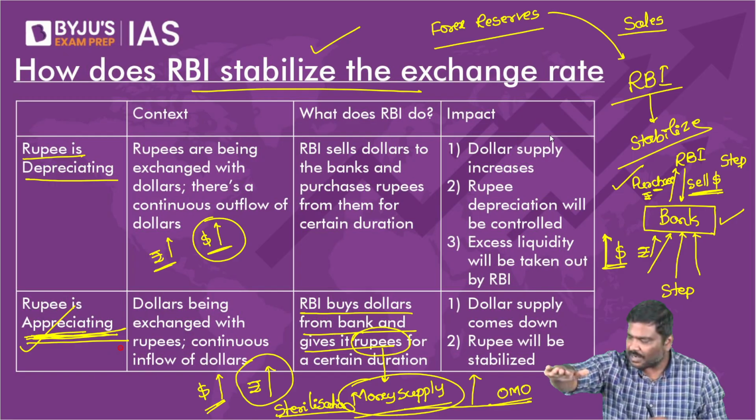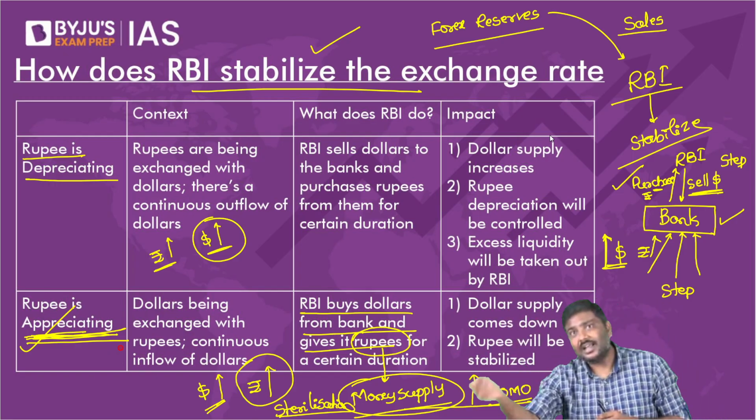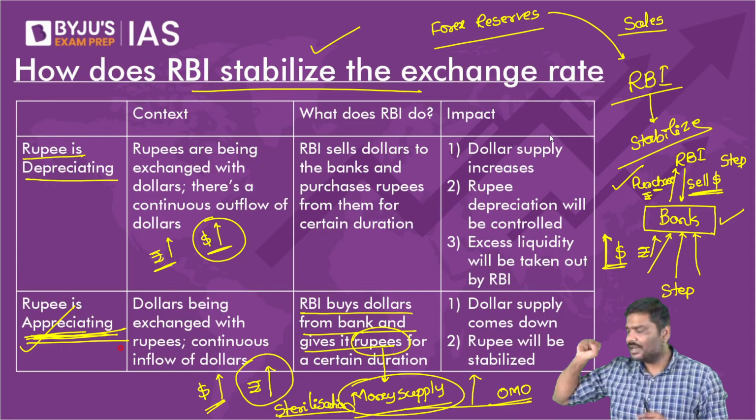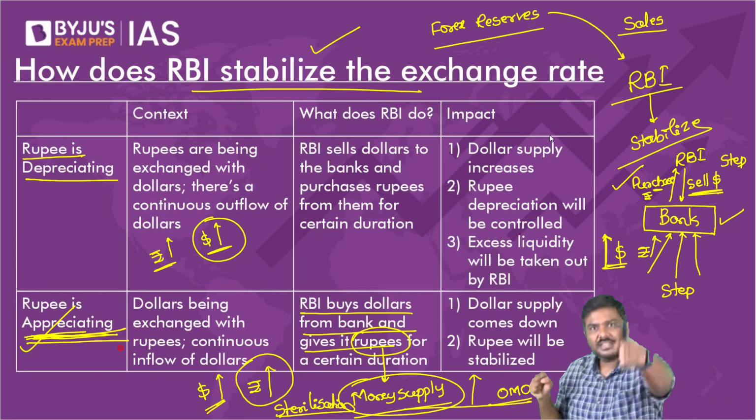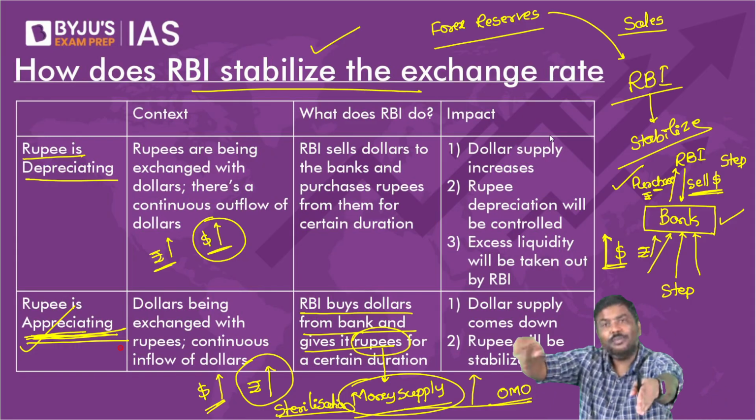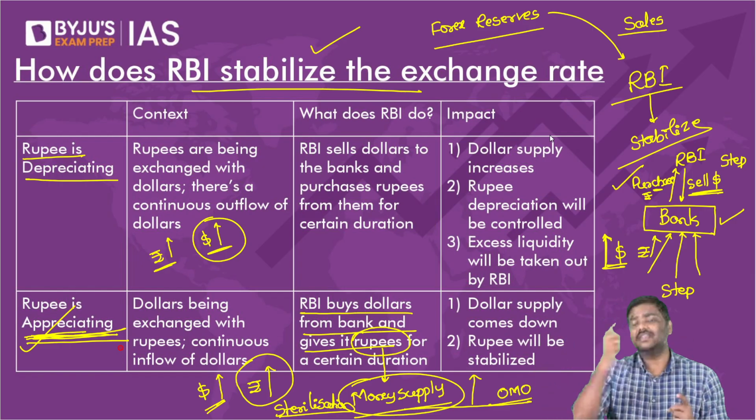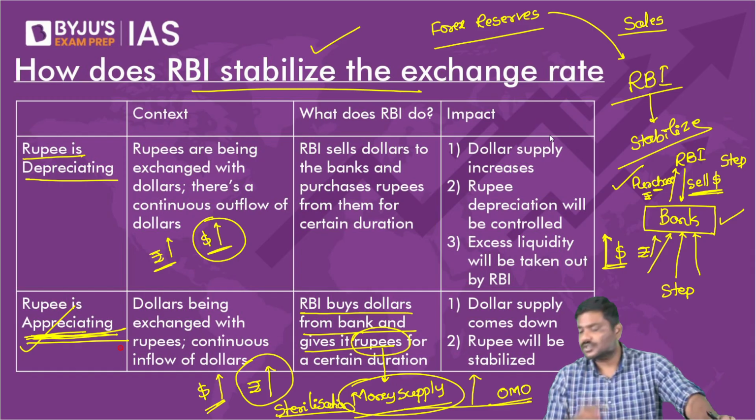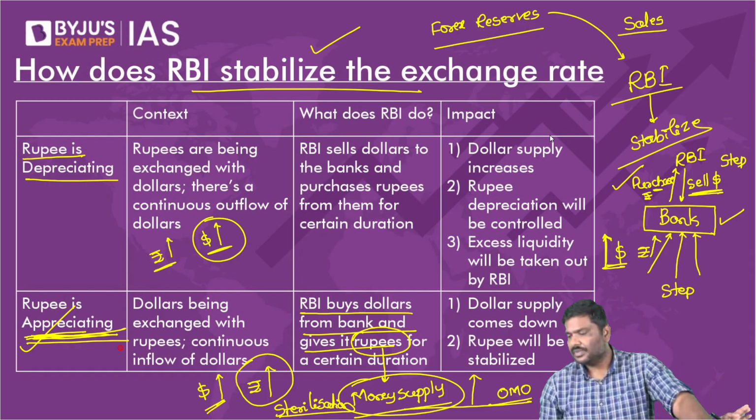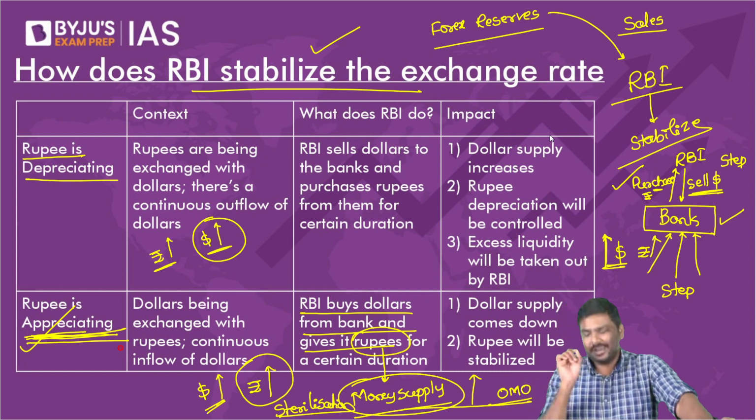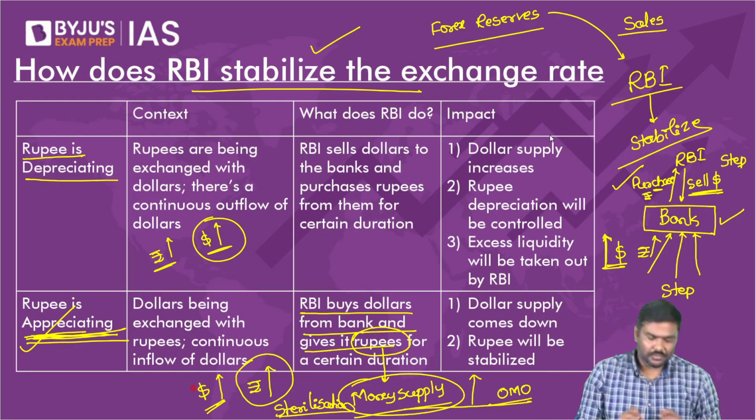So what does RBI do? On one side, it will sell rupees so that the rupee will get stabilized. On the other side, RBI will use OMO to reduce the rupee supply in the market. So on one side, rupee supply is increased. On the other side, rupee supply is decreased. This methodology is called sterilization. Okay, done. So rupee appreciation, depreciation related to exports and imports.